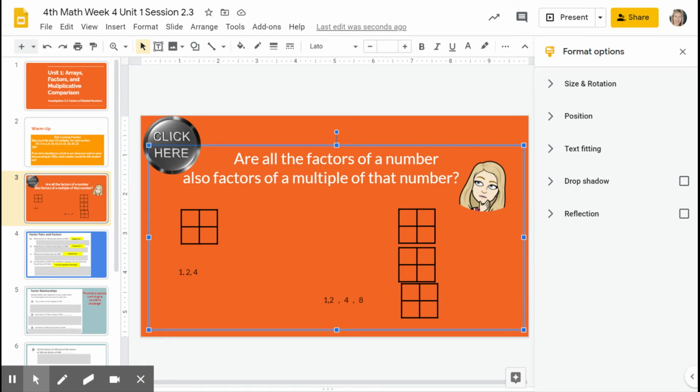So we tried out 2 numbers, so we're going to look at more and see if you can determine whether or not this is always true. It appears that it is true, that all the factors of a number are also factors of a multiple. Let's check it out in the next activities.